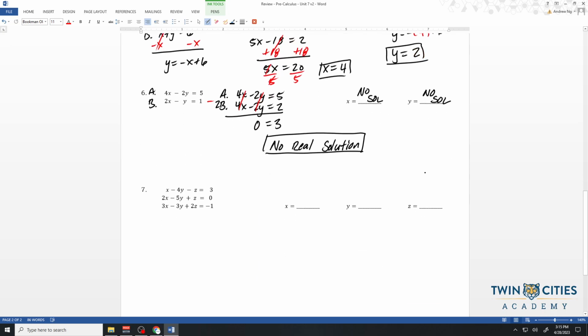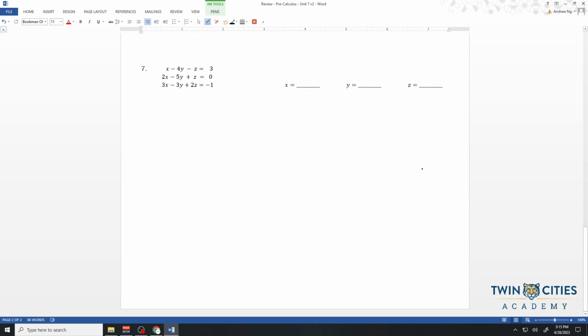All right, one more problem. This time, this is a system with 3 equations and 3 variables. Let's again start by labeling. This will be A, then B, and then C. Then you want to pick two of these equations and eliminate one of the variables.